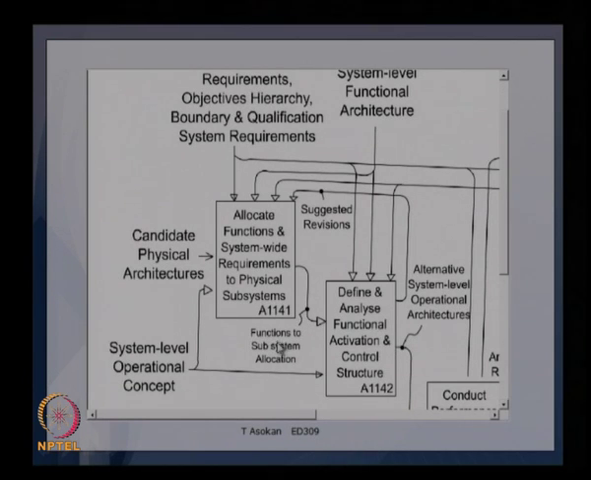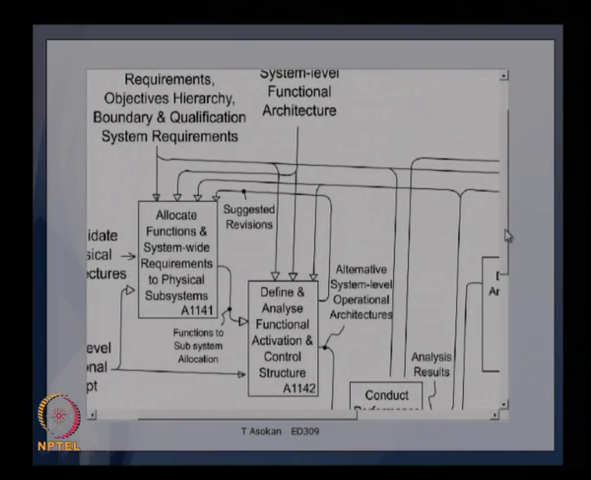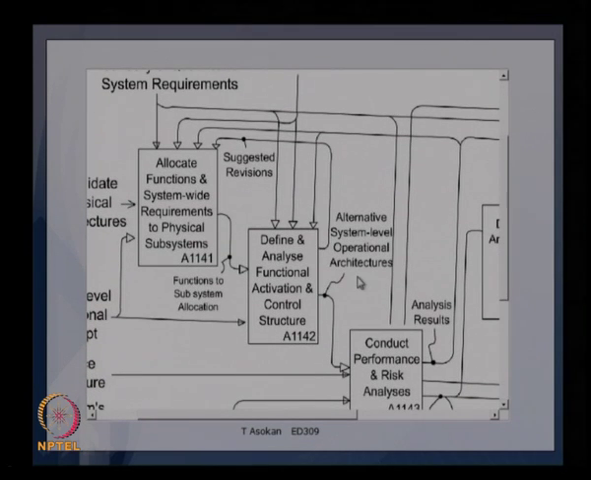So, you have the functions which are allocated to subsystems, and then define and analyze functional activation and control structure. As I mentioned, we need to find out how these functions need to be activated, or what should be the signals which activate these functions. That is to be identified here. Here the output will be an alternate system level operational architecture. We can actually get multiple alternative operational architectures, because we can put it in different order, different format. So, you will be having multiple architectures.